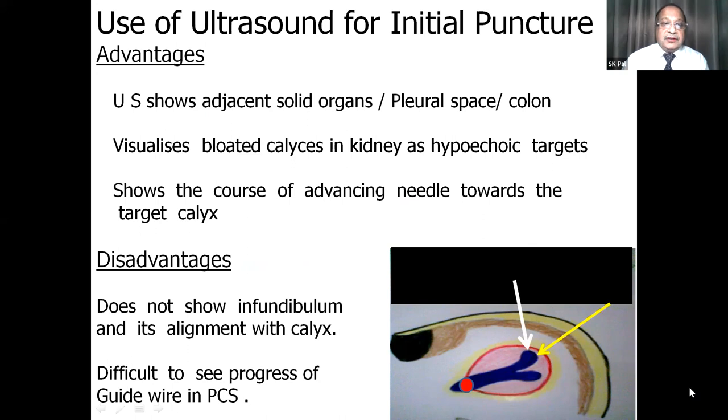But it has some disadvantages also. When you are using only ultrasound, many times it will not show the infundibulum, particularly in undilated cases, and its alignment with the calyx. It is difficult to see the progress of the guide wire in the pelvicaliceal system. So you will only be seeing the bloated-up calyx, but you will not know whether to enter this calyx in this direction or in this direction. That is the disadvantage of ultrasound.